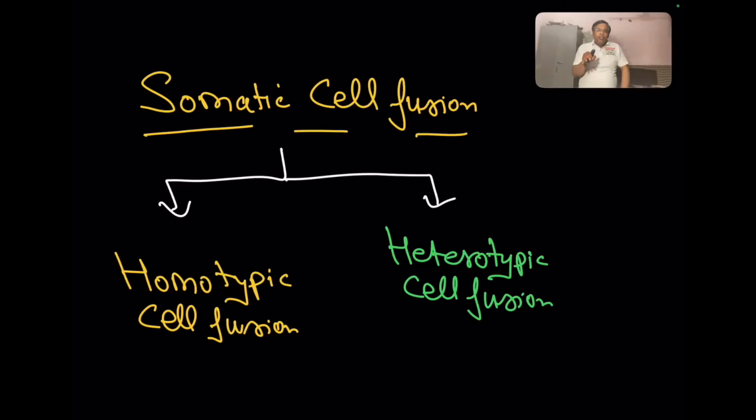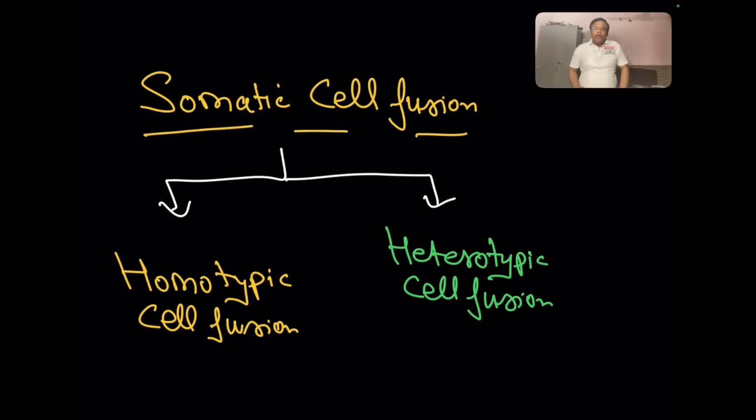And here within this video I just want to tell you that somatic cell fusion can be of two types. One is homotypic cell fusion and another is heterotypic cell fusion. So here you know homo means same type, hetero means different types. If you are going to have cell fusion between the same type of cell, for example, spleen cells, and if those spleen cells fuse, that type of cell fusion is known as homotypic cell fusion.